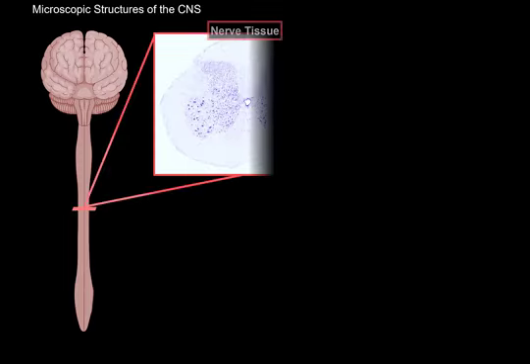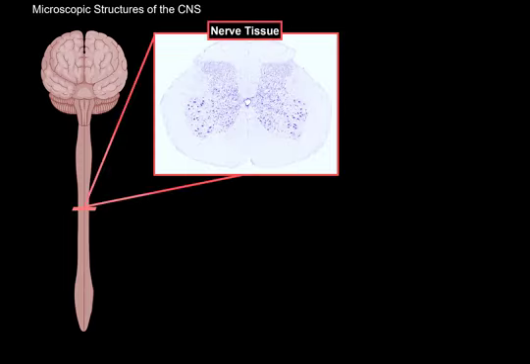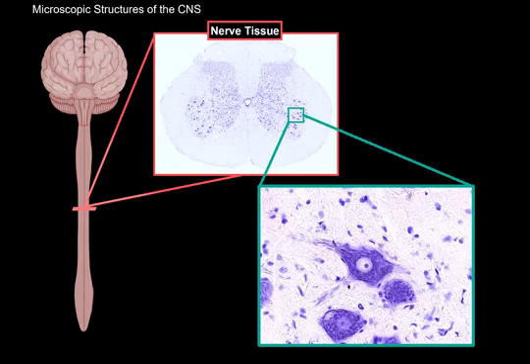If we take a segment of the spinal cord and look at it underneath a microscope, you will see that they're composed of nerve tissue. And if we take a small segment of the nerve tissue, you will find a lot of these cells we call a neuron. So let's talk about the neuron a little bit.